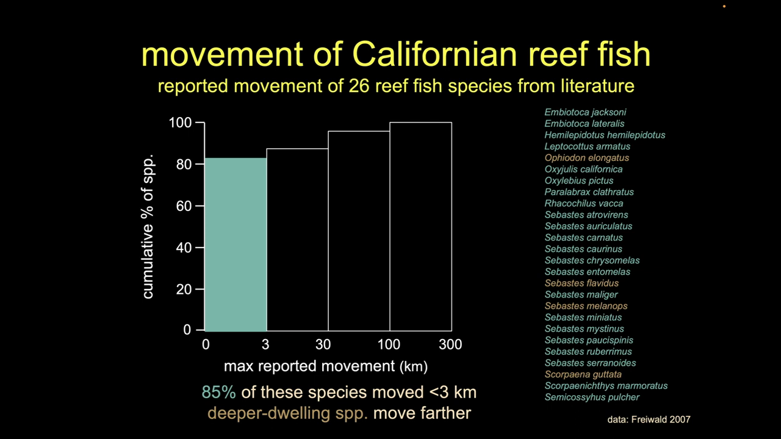I'll just say that this is some data from folks looking at mostly rockfishes, but other fishes on our California reefs. And what these guys found is that the vast majority of them move less than 3 kilometers. So most of our fish, even though they are moving a lot more on average than our invertebrates, are moving not as far as maybe we think as adults, not in the dispersive phase, but as adults. So this is for how big should the reserve be.